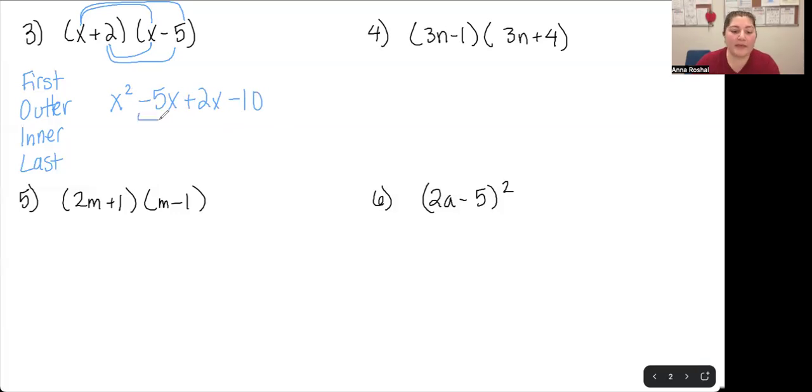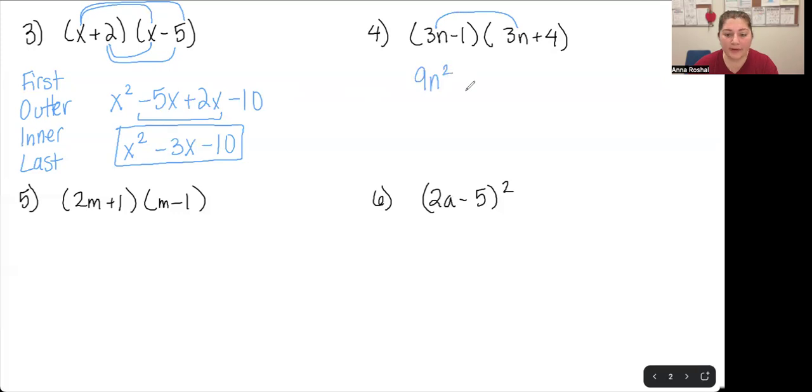We can tell that these 2 terms are like terms, so we can go in and we can say x squared minus 3x minus 10. And since I can't combine any other terms, I would say that that would be my final answer. Again, I'm going to do the same thing, except I'm going to do it a little bit differently, because I'm going to put my little half oval, and actually do the multiplication. So 3n times 3n is 9n squared.